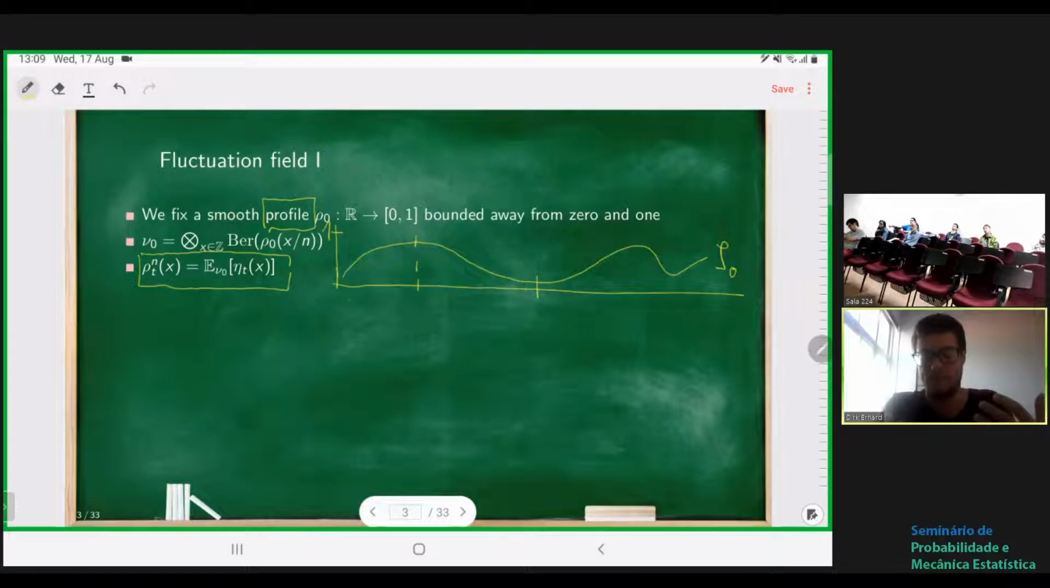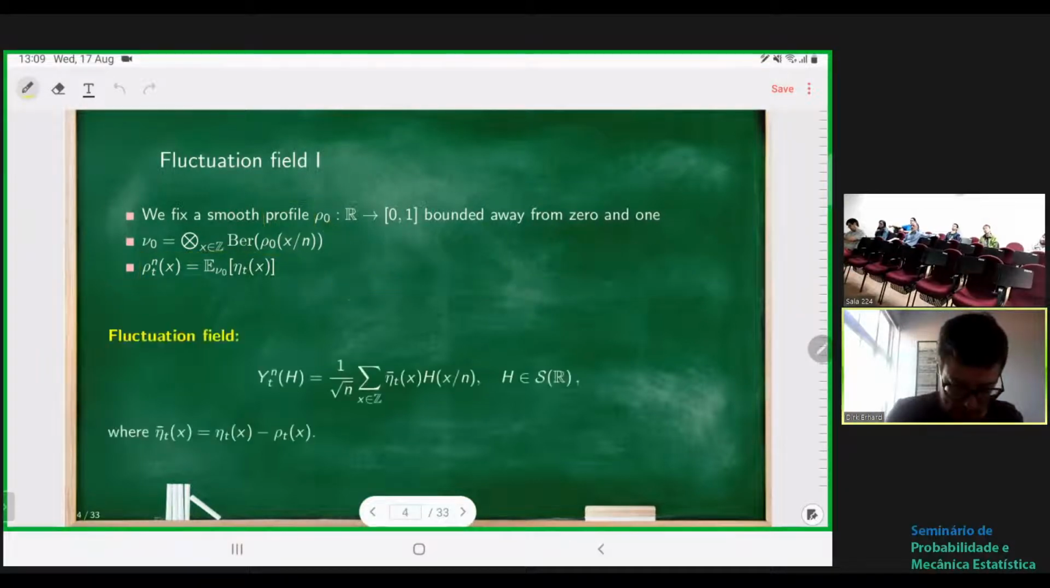So you look at the central limit theorem. And this naturally leads to the so-called fluctuation field, which I defined here. Essentially what you do is you fix some smooth function h, more precisely in the Schwartz space. This means that it is C infinity and decays faster than any polynomial at infinity. You may think of a function with compact support, for instance. And to this, you can associate the fluctuation field.